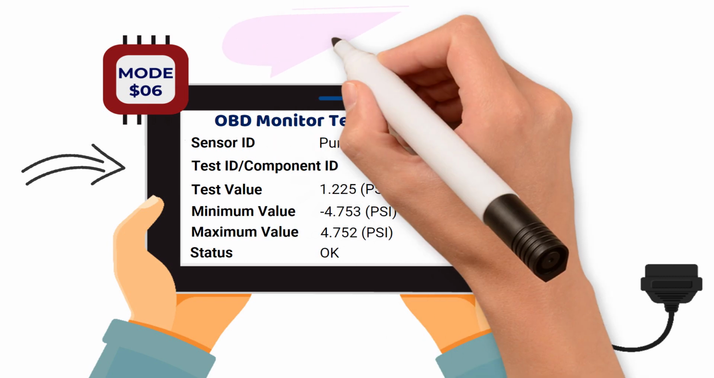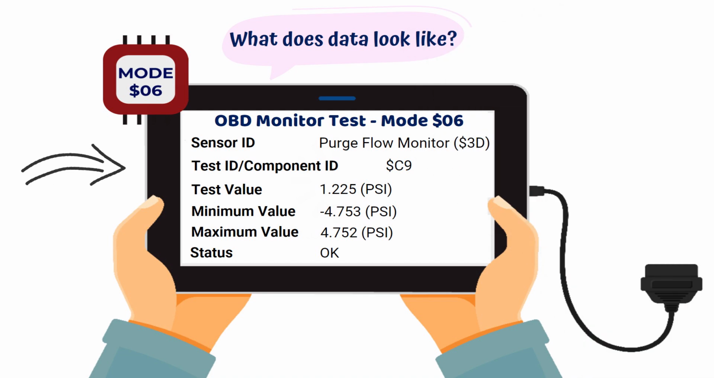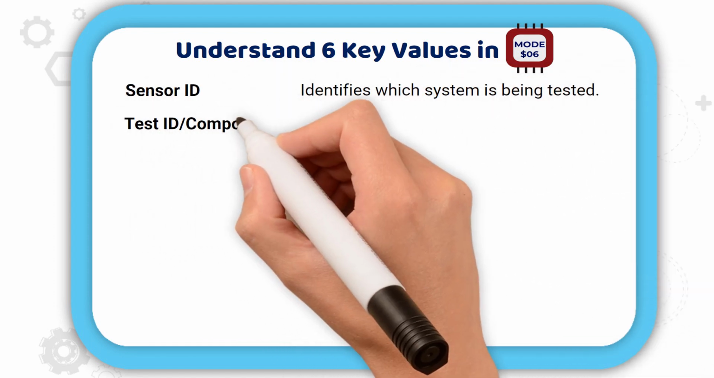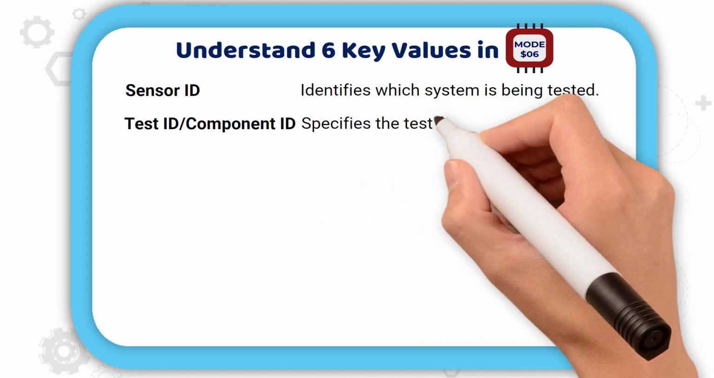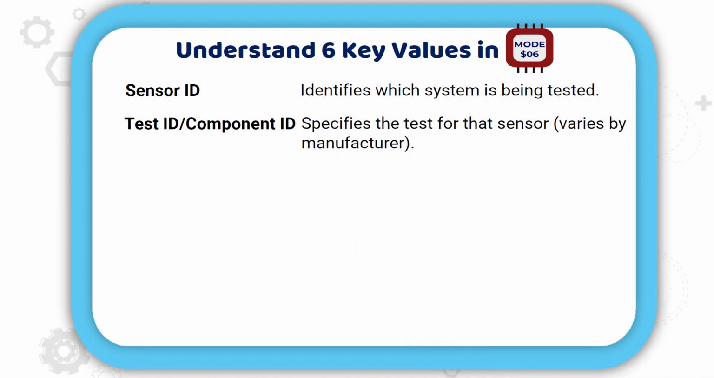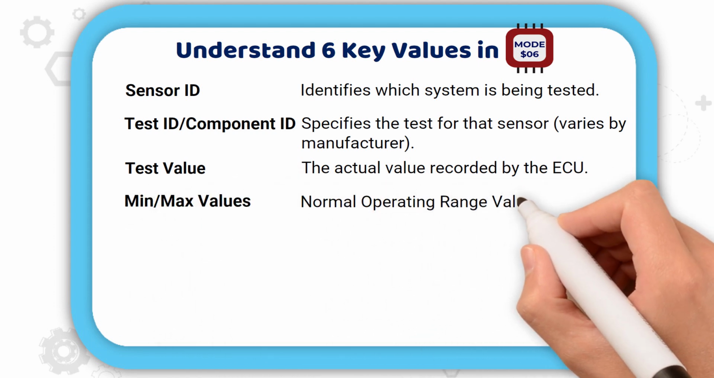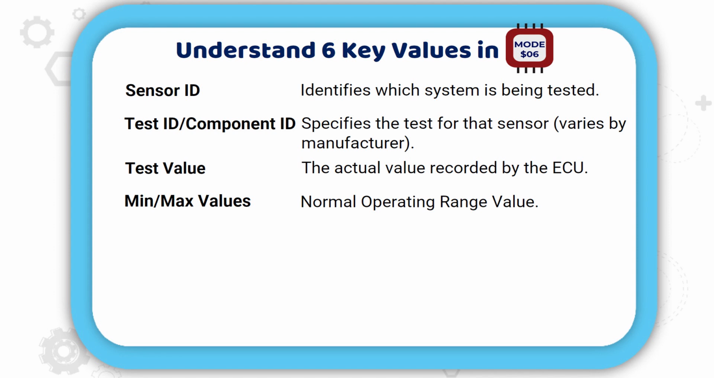All right, so what does that Mode 06 data actually look like on your screen? Let's break down 6 key values you'll see. Sensor ID indicates which system is being tested. Test ID, or component ID, shows the specific test being run on that sensor. These test IDs can vary and depend on each manufacturer. Test value: the actual value recorded by the ECU during the test. Minimum and maximum values define the normal range for the test. If the test value falls outside this range, it could indicate a problem with the sensor.